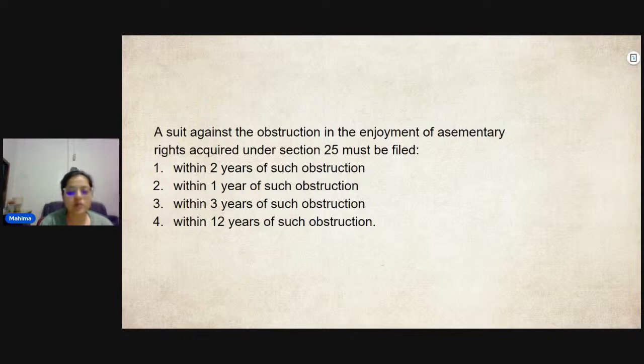A suit against the obstruction in the enjoyment of easementary right acquired under Section 25 must be filed within 2 years of such obstruction, within 1 year of such obstruction, within 3 years of such obstruction, within 12 years of such obstruction.